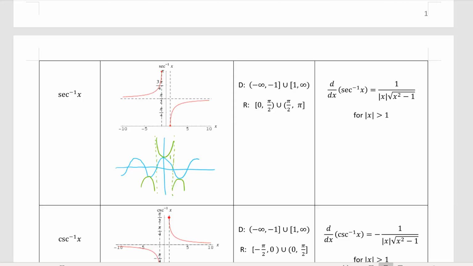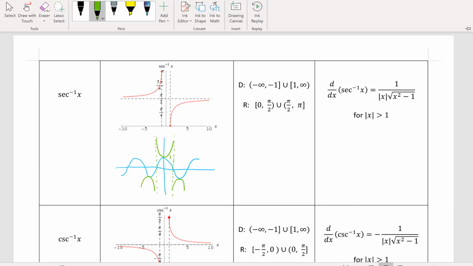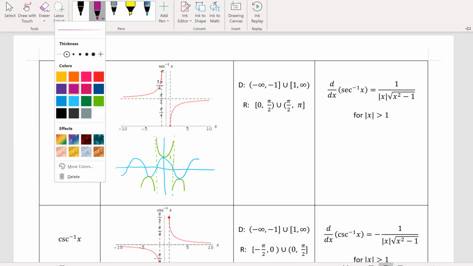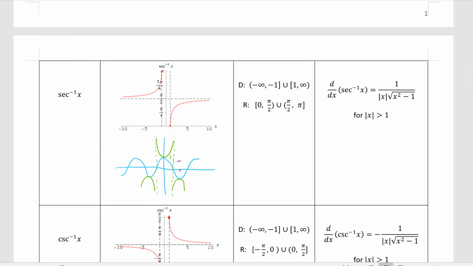In order to have an inverse function, we have to restrict the function to a one-to-one piece. The piece we choose is from 0 to pi. Pi is here, so this is the piece we choose. And then when we flip it over the line y equals x, this is the graph we get.